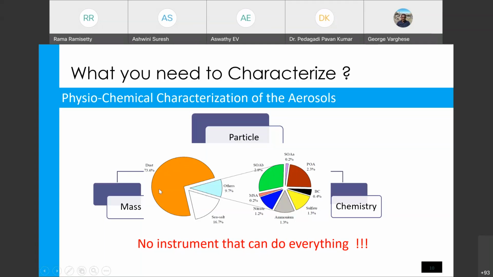If you look at this graph, the dust in the atmosphere alone is contributing almost 73%, and the rest, the major contribution, is from the sea salts, and others from various components: secondary organic aerosols, primary organic aerosols, sulfates, nitrates. So one aerosol particle can contain many different types of chemicals. So it is equally important to do the physical and chemical characterization in order to understand the origin or evolution of the aerosols in the atmosphere.